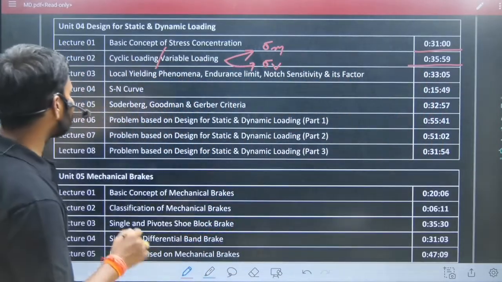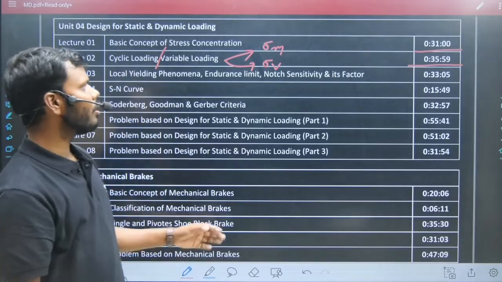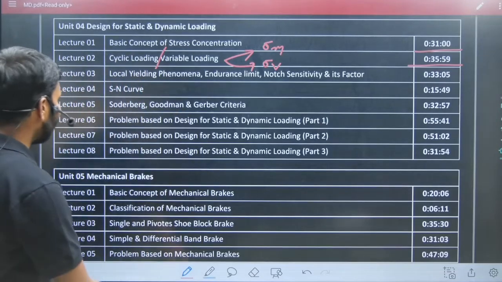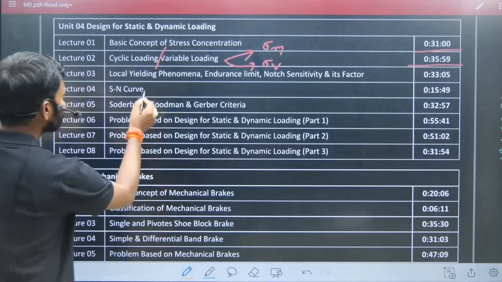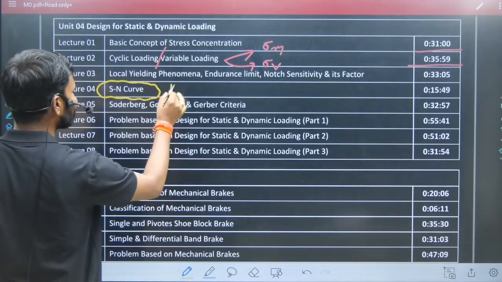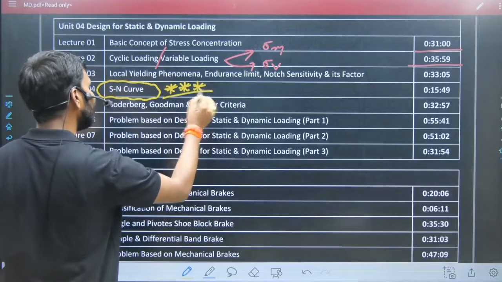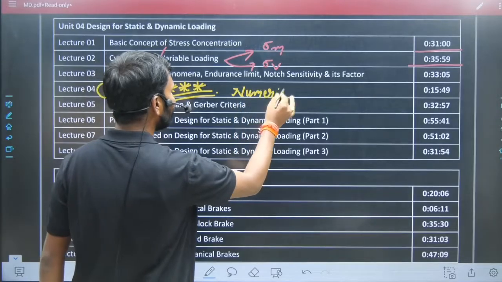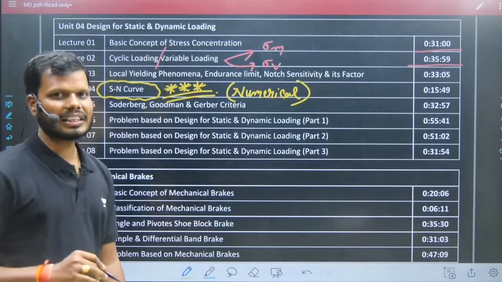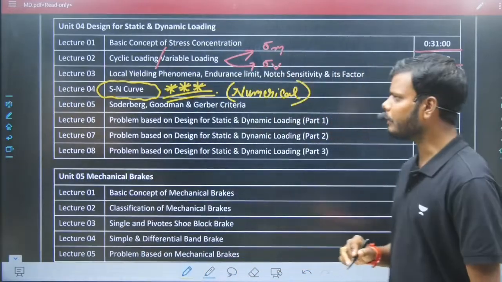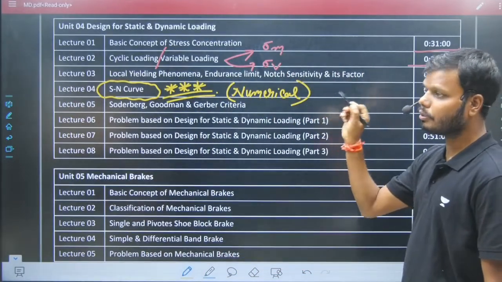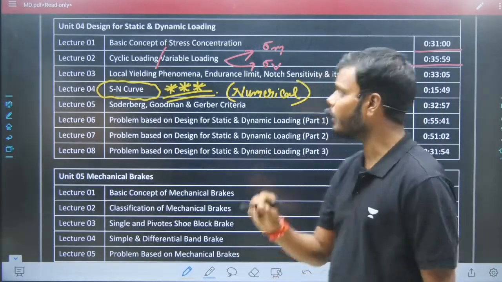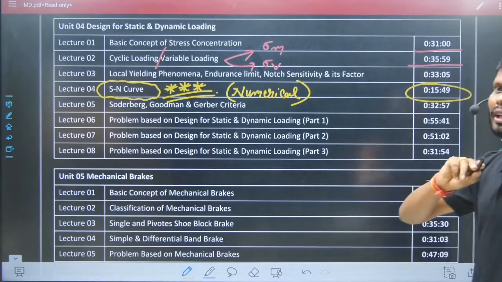Okay. Next, local ending phenomena, endurance limit, notch sensitivity and its factor, that is covered in 33 minutes 5 seconds. SN curve, see carefully, most of the students are confused in this topic. This topic is also very important for the GATE examination, one numerical will be asked in the GATE examination, a 2 marks problem will be there. Clear that point? So SN curve is very important. If you are confused in SN curve, then you can directly clear your concept in 15 minutes 49 seconds only.